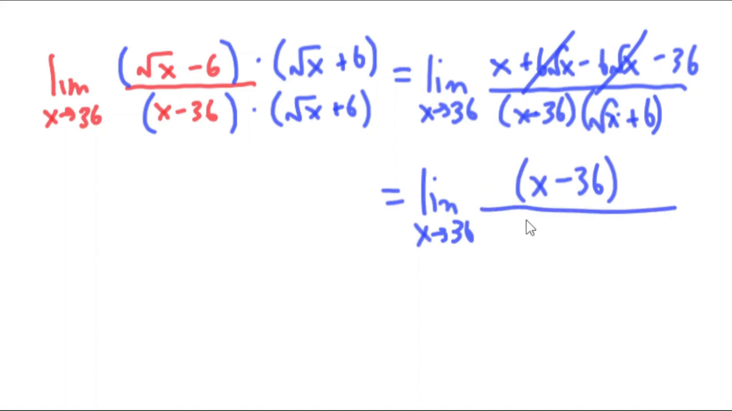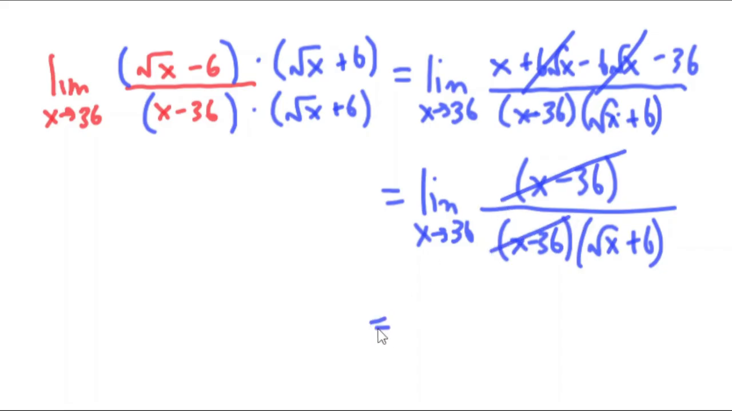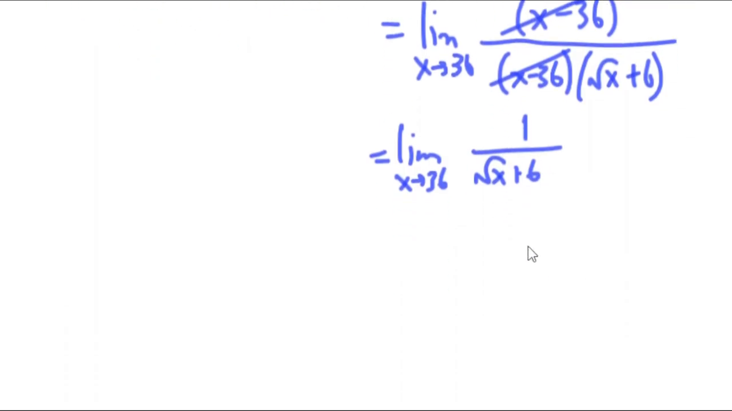And that's exactly one of the factors in the denominator. Fortunately, we didn't multiply out that denominator, because then this would be a big mess down here. But we can now cancel these. And notice what we get is the limit as x approaches 36 of 1 over the square root of x plus 6. And now when we plug in 36, we're not going to get 0 down here. In fact, we'll get 6 plus 6.